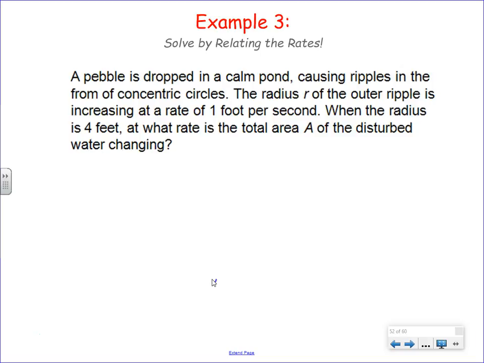Could be in the fountain from? Misty, what's causing ripples in the form of? I'm confused. Form. Just form. Concentric circles. There you go.